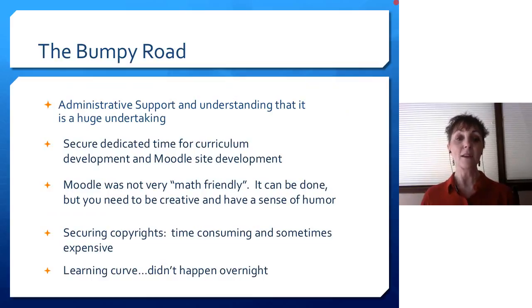Anyway, we had to find and get funding for their personnel to learn about curriculum development and how to use the site appropriately. So we had a time resource, a possible travel resource, and a funding resource that we had to secure. We also found that they wanted to teach math courses, and in Moodle 1.0, in its various versions, Moodle was not considered by their staff as math friendly. So we had a great math instructor who was willing to overcome that, and as she said, you had to be creative and have a sense of humor to make that happen.